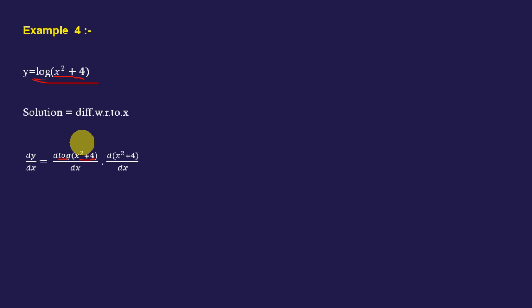Then same thing here, the derivative of log of x square plus 4 is 1 upon x square plus 4 into the derivative of x square plus 4, which is 2x. That is, we get 1 upon x square plus 4 into 2x, that is dy by dx is equal to 2x divided by x square plus 4 as the derivative.